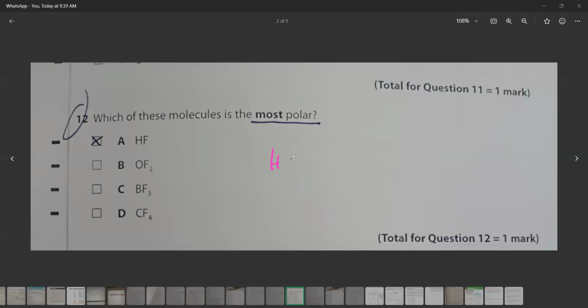And in HF, hydrogen fluoride is there, and in OF2, oxygen is bonded with fluorine. But the main idea is the difference in electronegativity and the geometry of the molecule. Both decide the nature of the molecule. Is it clear?